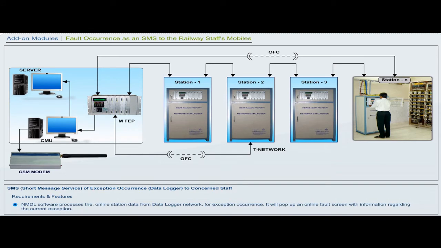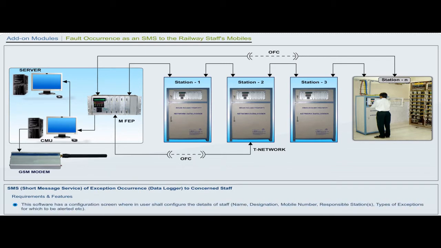NMDL software processes the online station data from the data logger network for exception occurrence. It will pop up an online fault screen with information regarding the current exception. In addition, NMDL software with the SMS module enabled will send this current exception information as an SMS through the GSM modem to the configured mobile.